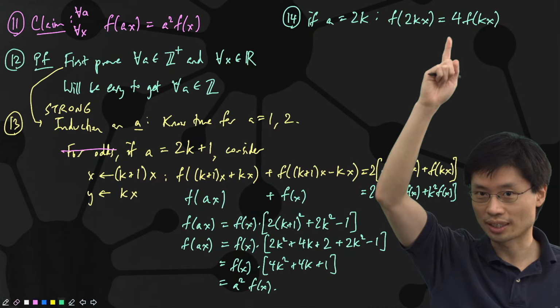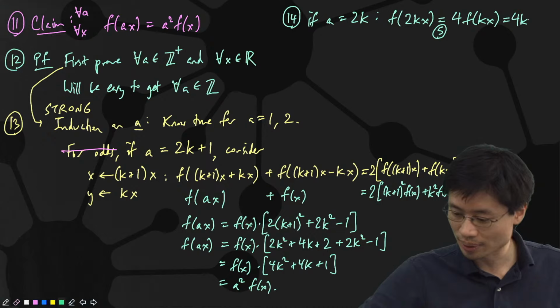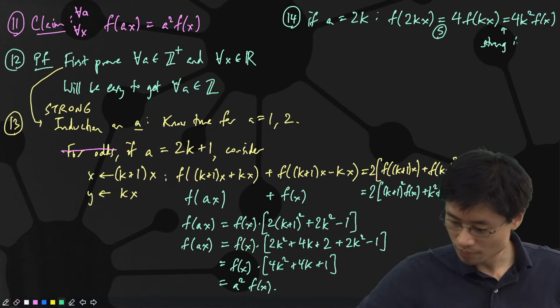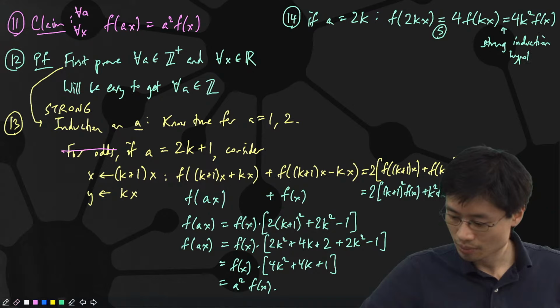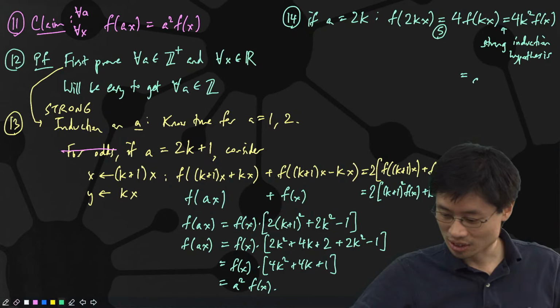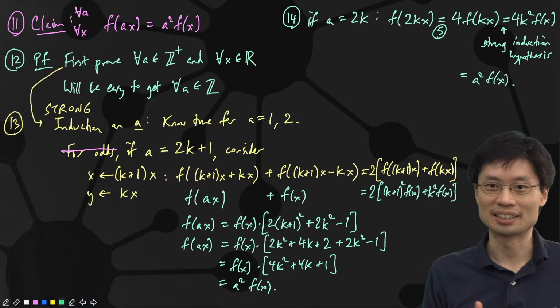So if I want to split this apart, that idea was idea number 5. So here we used idea number 5. But the next one that we use, when we get the 4k squared f of x, this thing is the strong induction hypothesis. So that's all that's going on. I'm emphasizing those two are different things we're using. And so now that's great, because 4k squared is a squared. So that's equal to a squared f of x. And so that completely finishes this first part of the proof. So for every positive integer a, if I take f of ax, then I get a squared f of x.